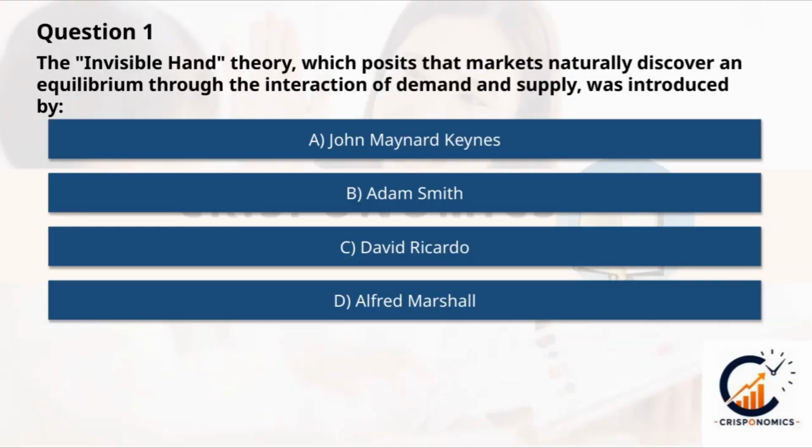Fundamental idea in economics, the invisible hand theory. This concept suggests that markets, through the push and pull of demand and supply, naturally find a balance all on their own. Our first question asks who introduced this influential theory. Think about the options as we move forward.